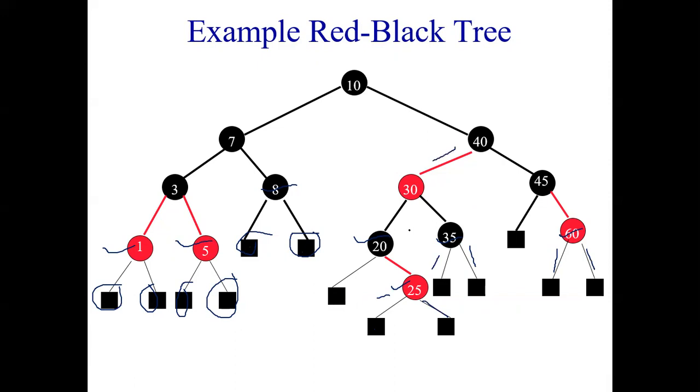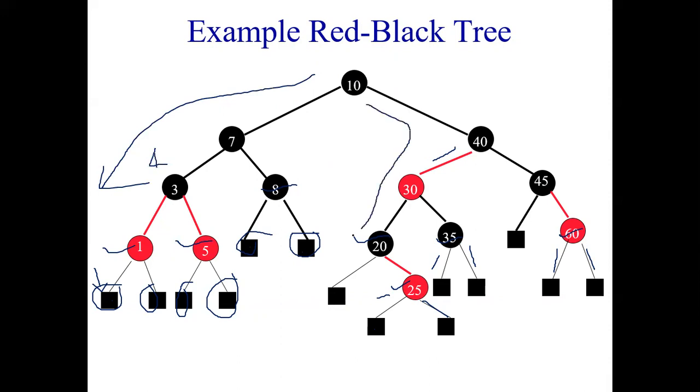Okay, and if you count the number of black nodes or black edges from the root to the external node, it will be the same on all paths. For example, let us take this path. Number of black nodes: it is 1, 2, 3, 4, including the external node. So it is 4.